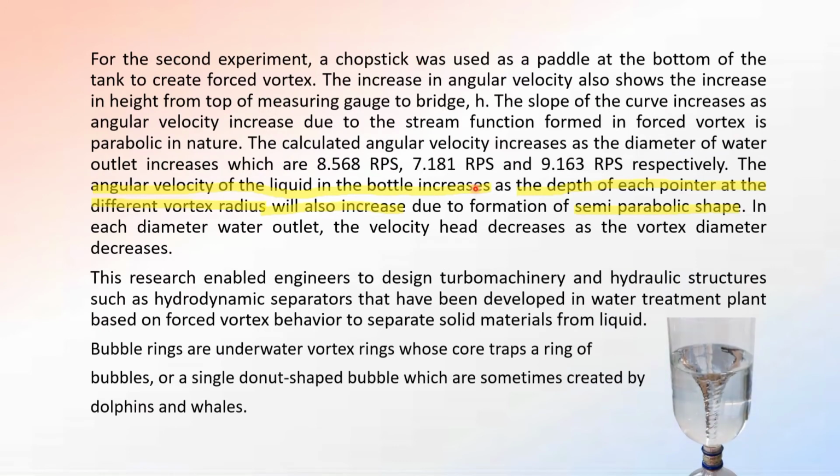For the second experiment, a chopstick was used to create forced vortex. The slope of the curve of the graph increases as angular velocity increases. The angular velocity of the liquid in a bottle increases as the depth at each pointer at the different vortex radius also increases, and this is due to the formation of a semi-parabolic shape in the bottle. In each outlet water diameter, the velocity head decreases as the vortex diameter decreases.